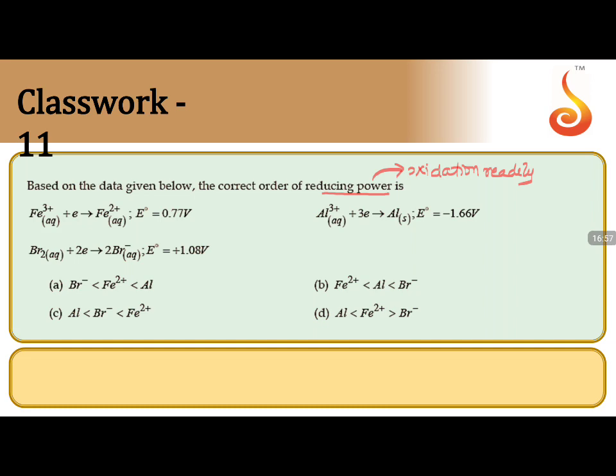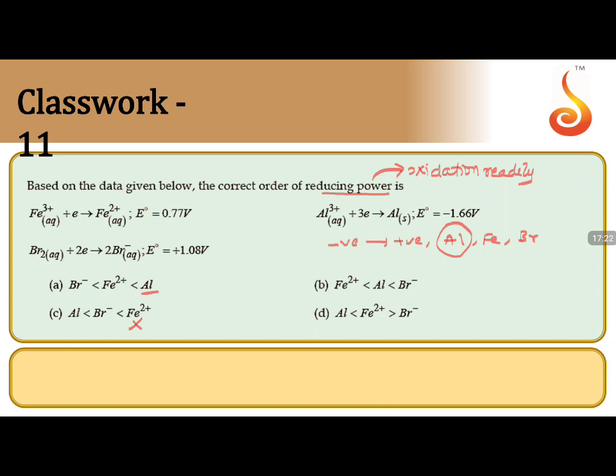So now when you take this particular one, arrange them from negative to positive. If you arrange negative to positive, we'll have aluminum coming first, then comes your iron, then comes your bromine. So which is having more reducing power? Aluminum, then comes iron and bromine. So highest is for aluminum.